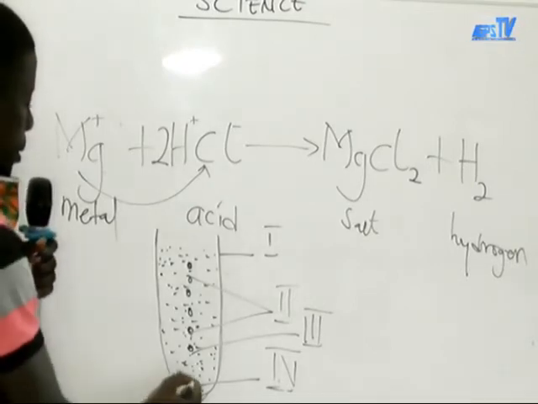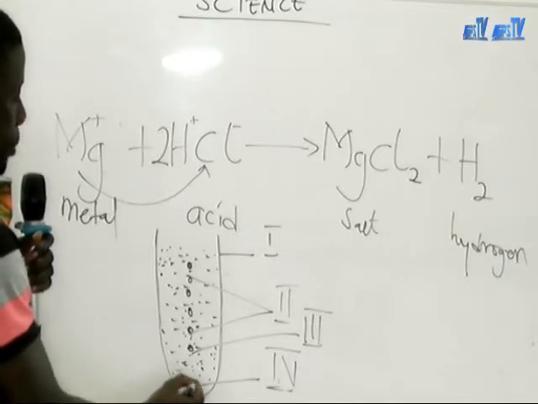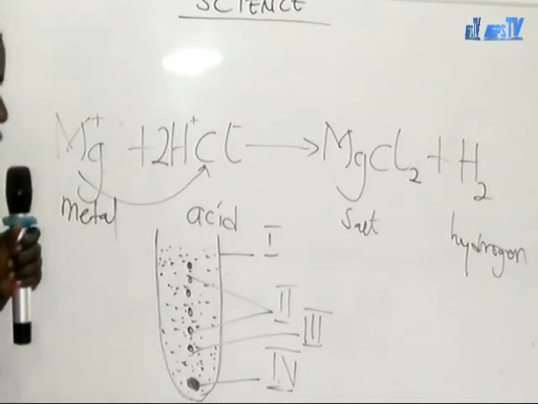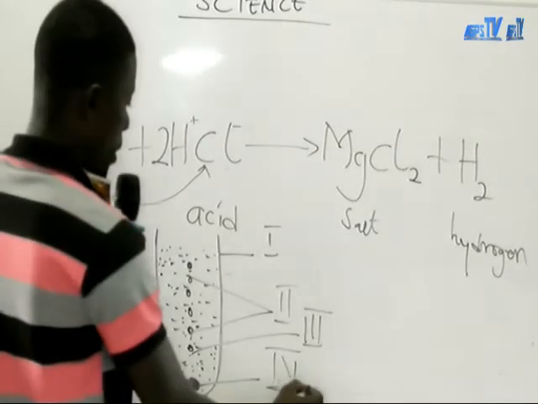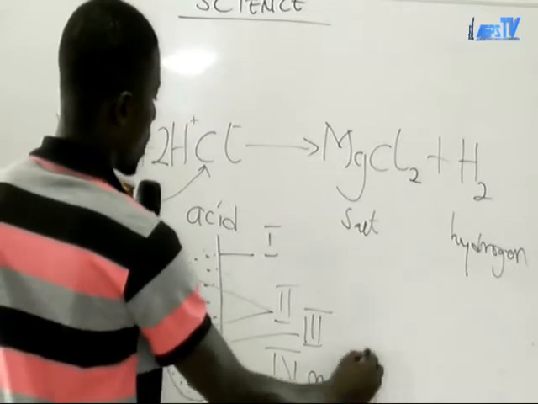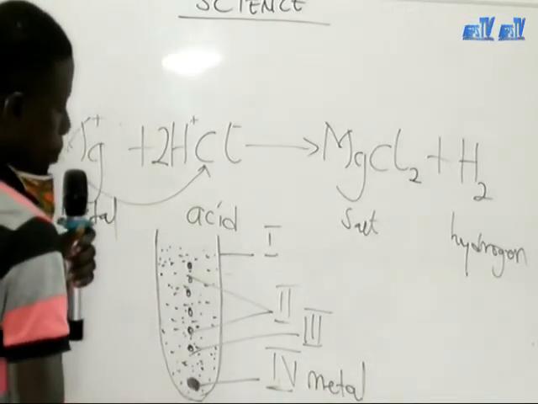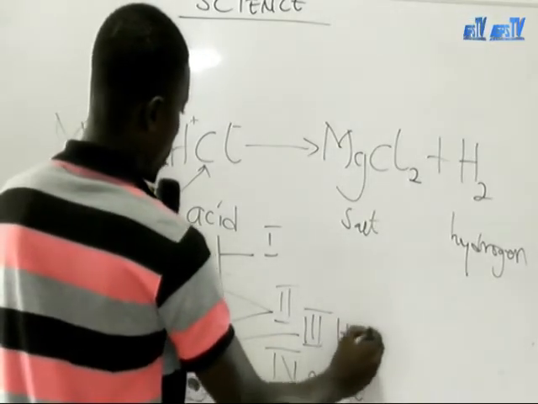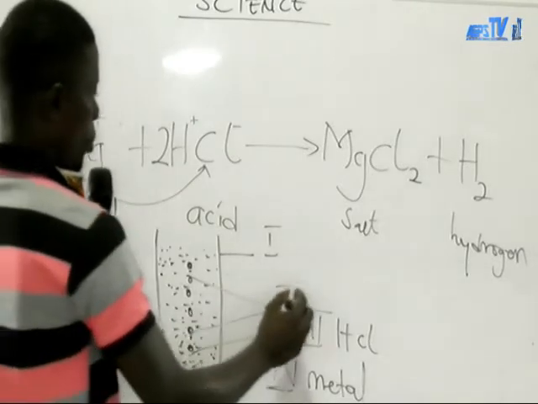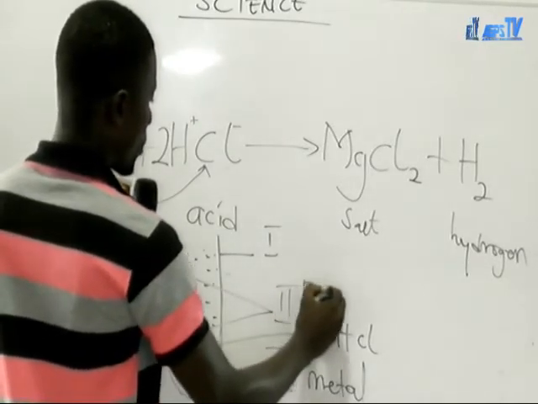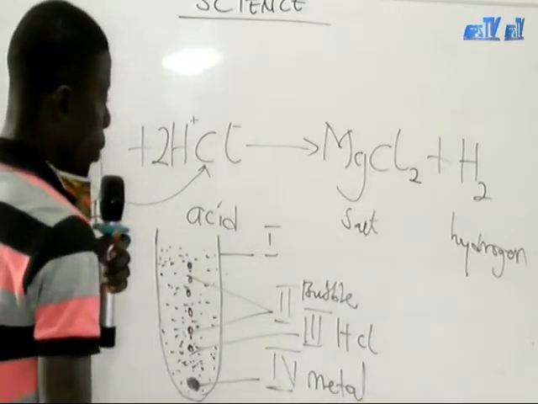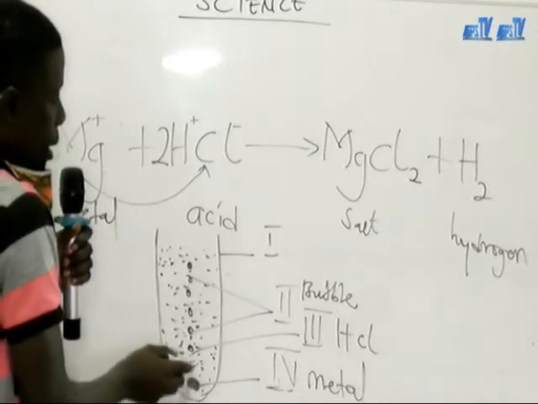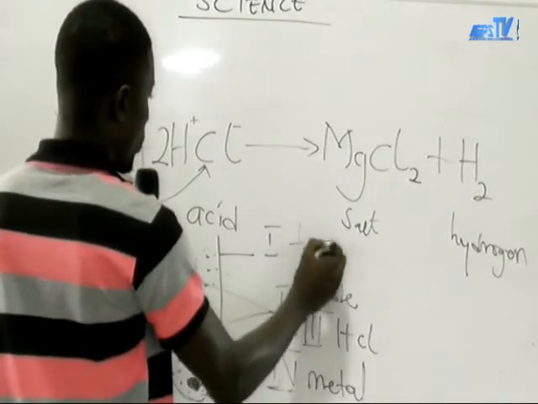So you have to know that the metal has greater density. If you put the metal in the test tube, it will sink to the bottom of the test tube. So this one is the metal. We have here the HCl. If you write this one, it is accepted. We have bubbles. You have to know that this one is the hydrogen gas, and here is the test tube.